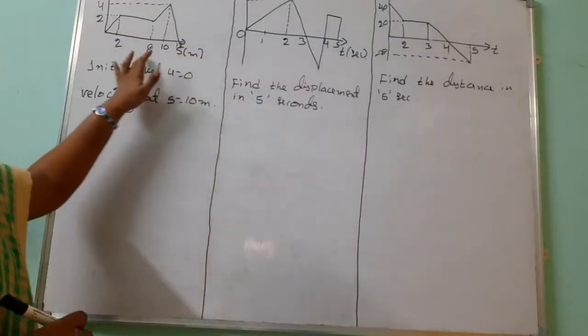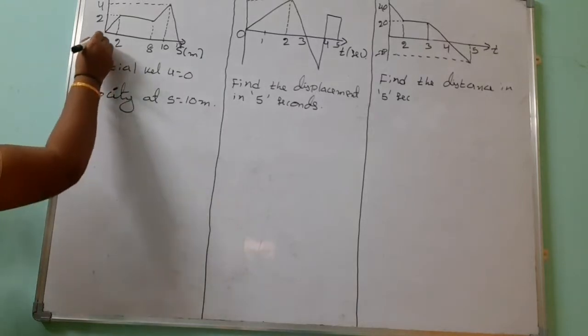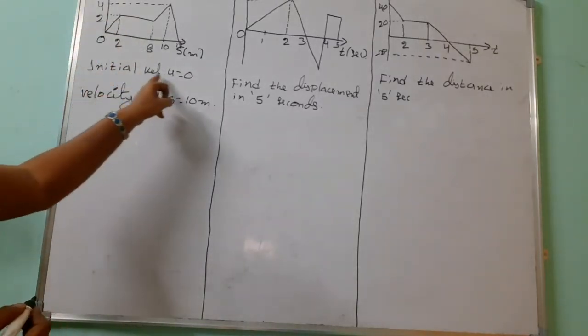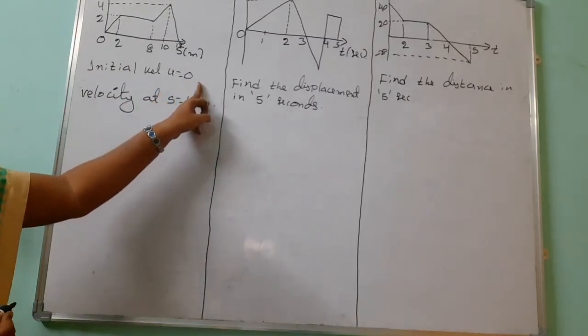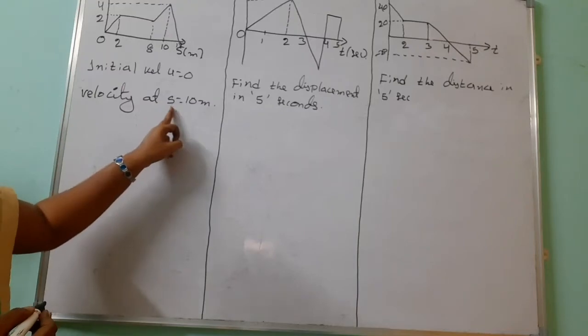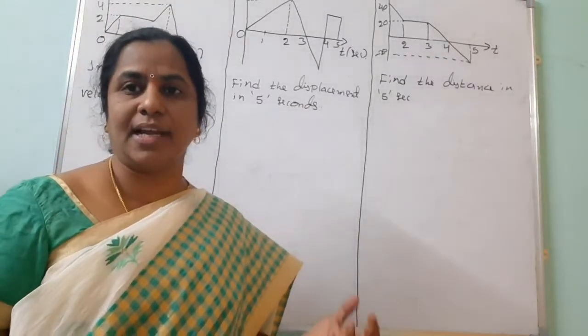Here in this given graph, distance is on the x-axis in meters and acceleration is on the y-axis. Clearly they have mentioned initial velocity equals 0. The question is: find the velocity at s equals 10 meters.